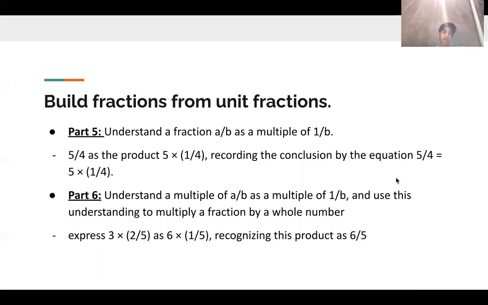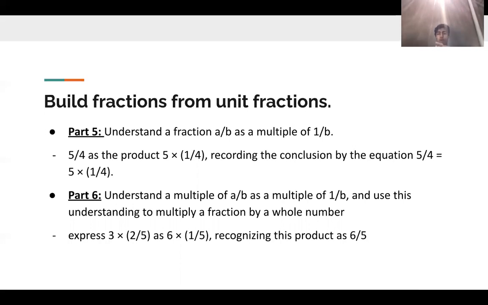Now look at part 6 here. This is a pretty simple problem. Read it to yourself. It says understand a multiple of a over b as a multiple of 1 over b, and use this understanding to multiply a fraction. Okay, so let's look here. We're looking at 6/5.